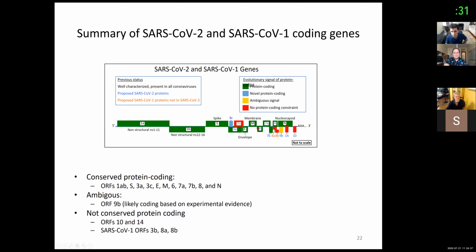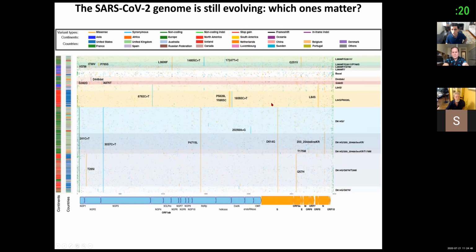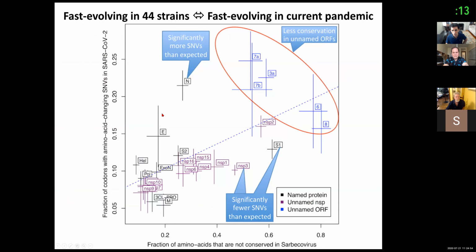So that's the summary. We basically have rejected 1, 2, 3, 4, 5 genes. We have accepted one, and then of course confirmed all the others and proposed a new one here. We then turned to the mutations, and D614G has been all over the news, but it's not the only mutation happening in the current pandemic.